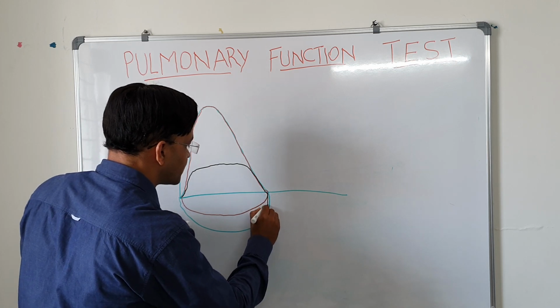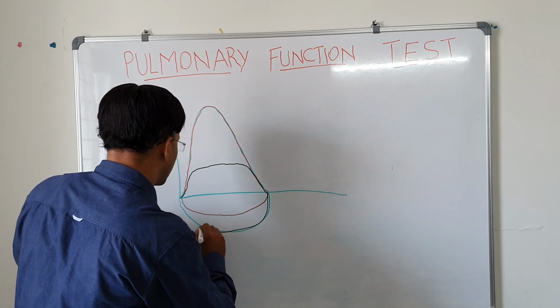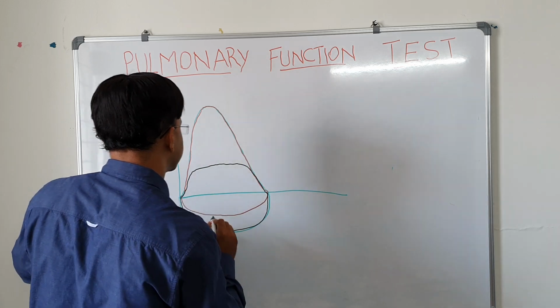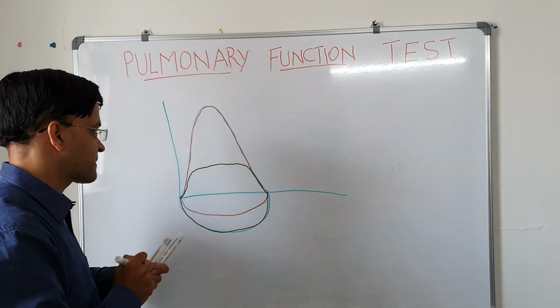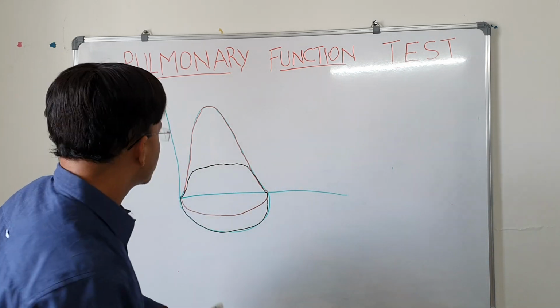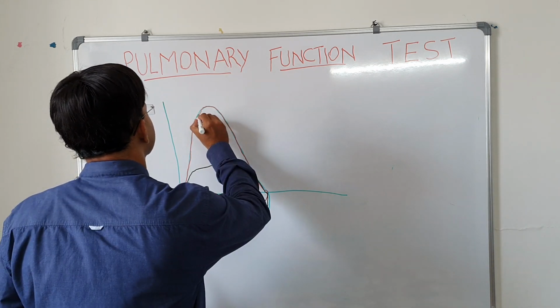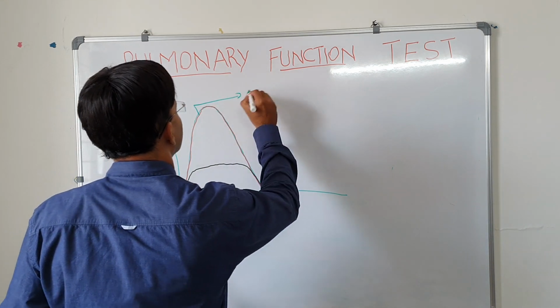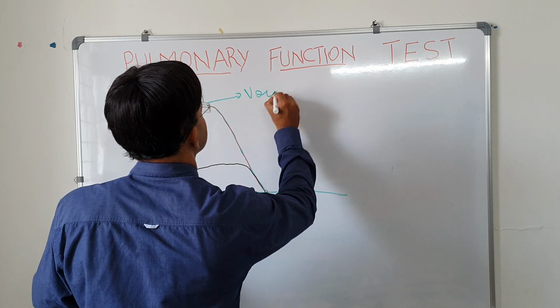If inspiration is normal, that means this graph will go all the way like this. Okay? So let's label it. Let's label this red as vocal cord paralysis.